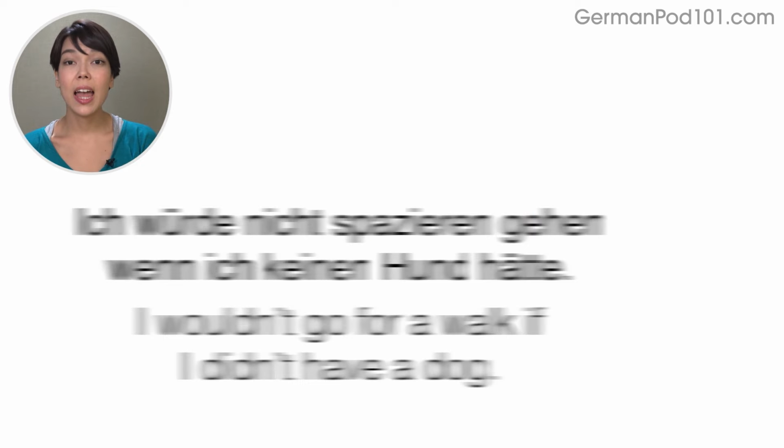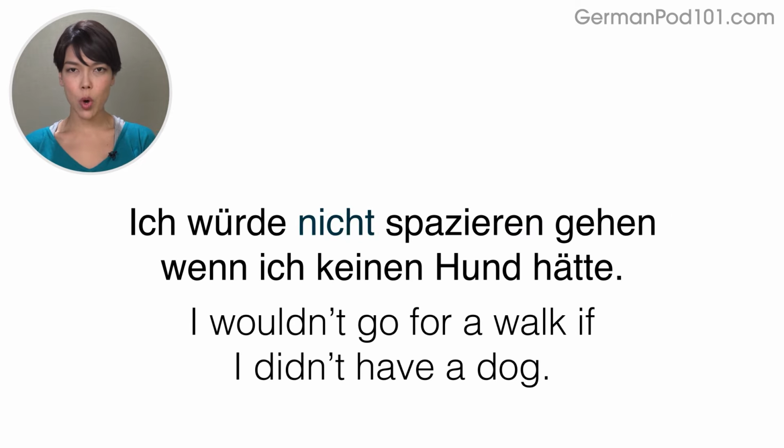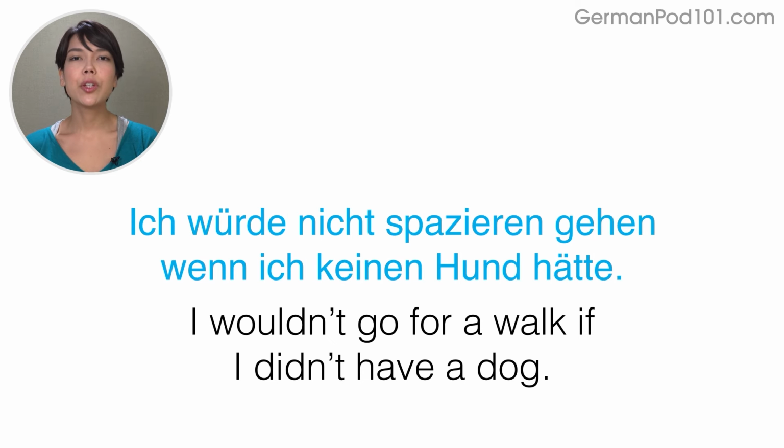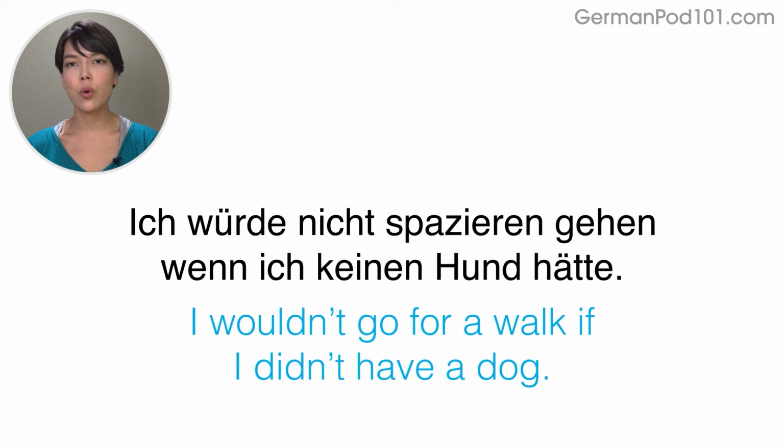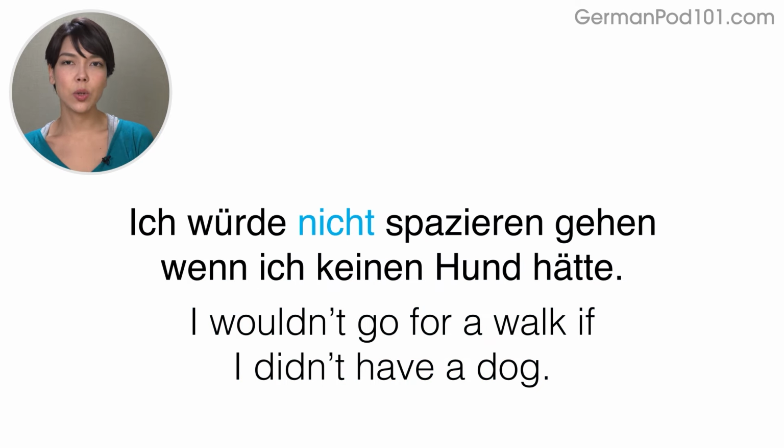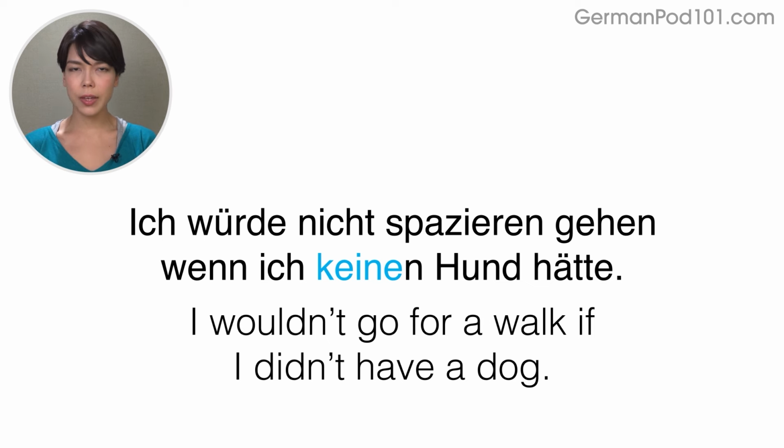Let's do one last example using both nicht and kein, keine. Ich würde nicht spazieren gehen, wenn ich keinen Hund hätte. I wouldn't go for a walk if I didn't have a dog. Here, nicht is used before the verb spazieren, meaning walk, and keinen, the conjugated form of kein, keine, in the male accusative case, is used in reference to the noun with the indefinite article Hund, meaning a dog.